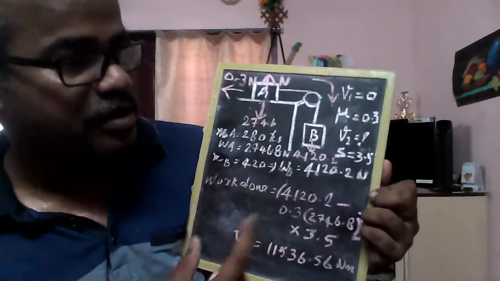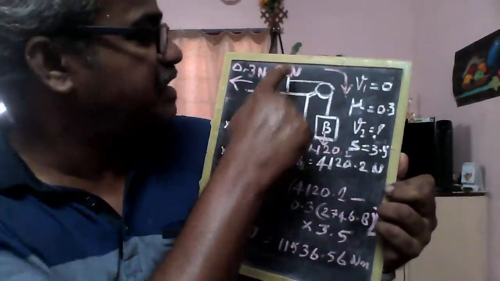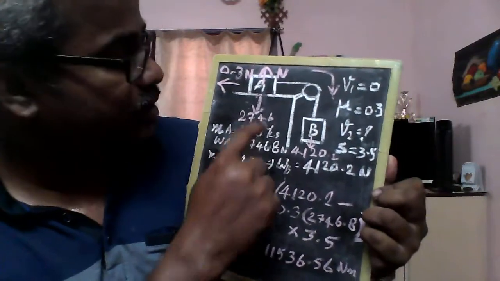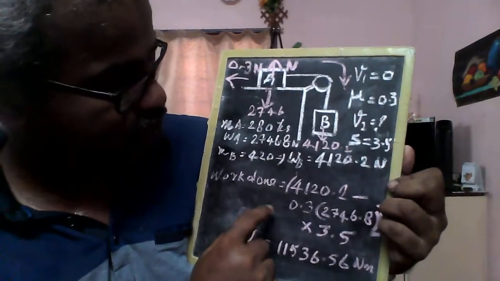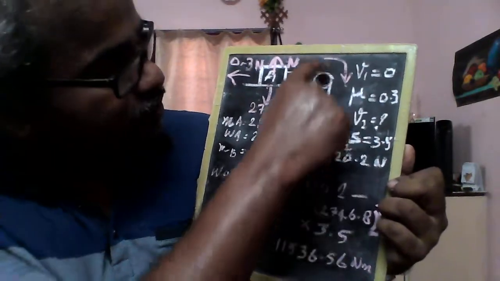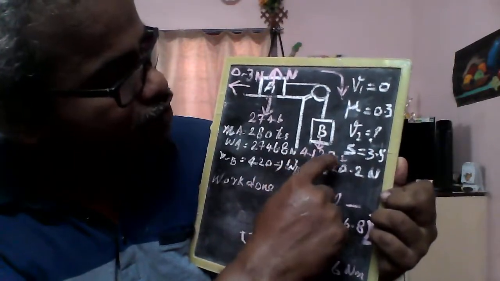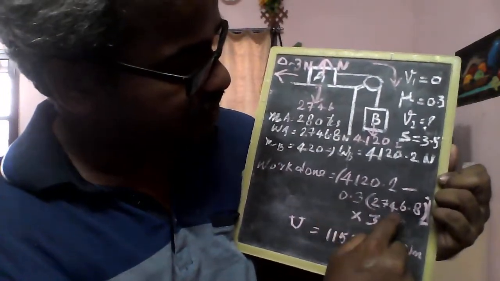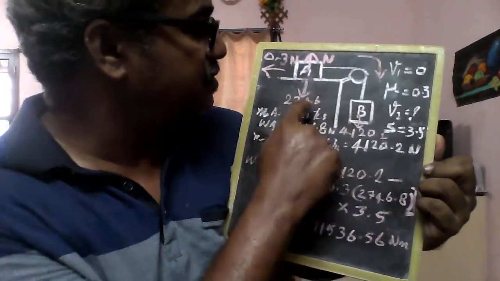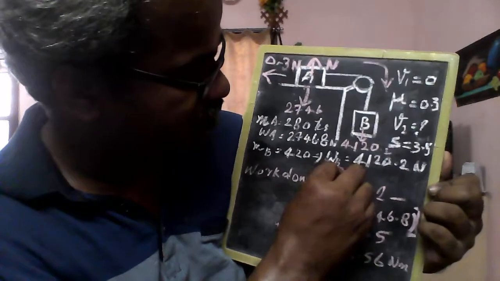How do you find out N? By solving the vertical equation equal to 0, N is equal to 2746.8. So, my work done will be the force acting in the movement direction, that is 4120.2 in the positive direction. In the negative direction, minus 0.3 N, that is 0.3 into N. N will be 2746.8.